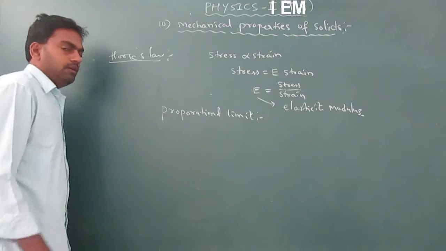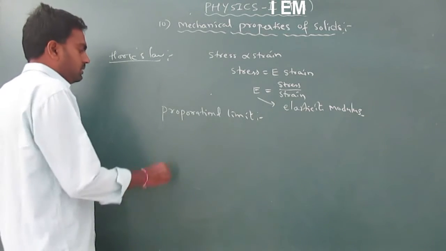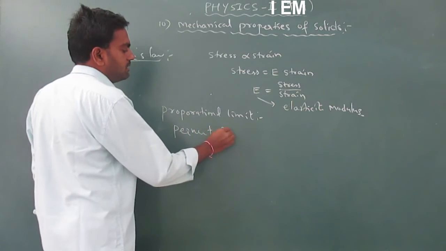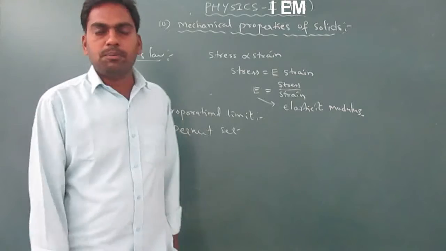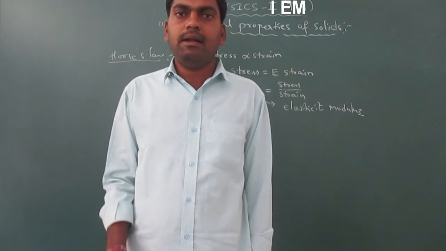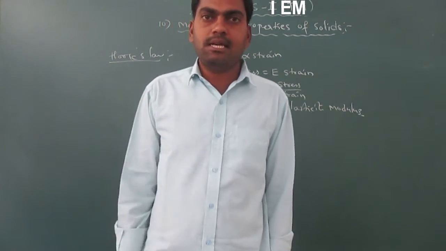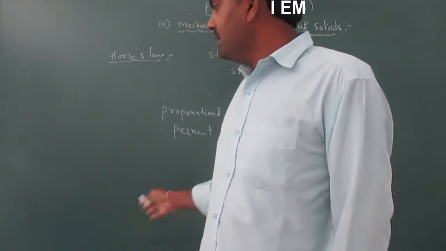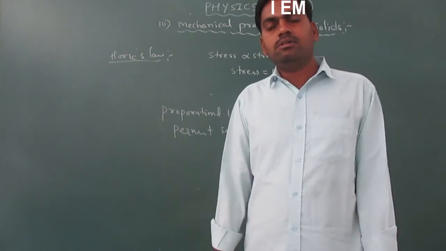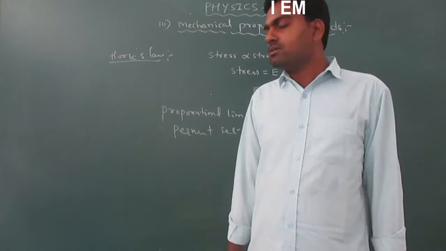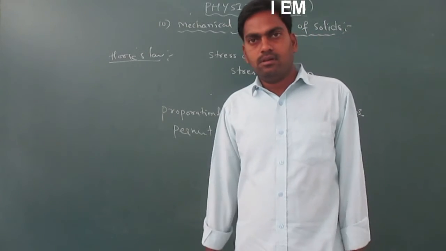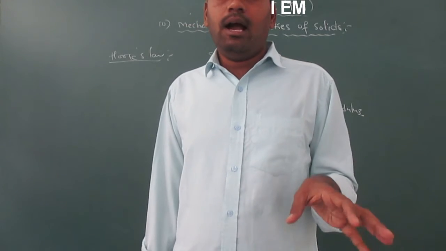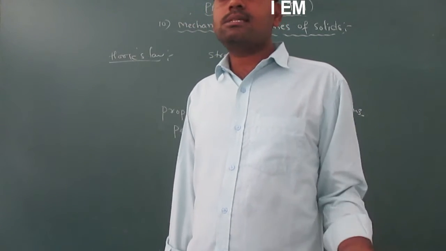And also we discuss another definition, called the permanent set. What is the permanent set? Permanent set is nothing but when stress is applied on the wire beyond the elastic limit, a deformation is produced. That is called a permanent set. It does not obey Hooke's law, it is permanent, and it is beyond the elastic limit.